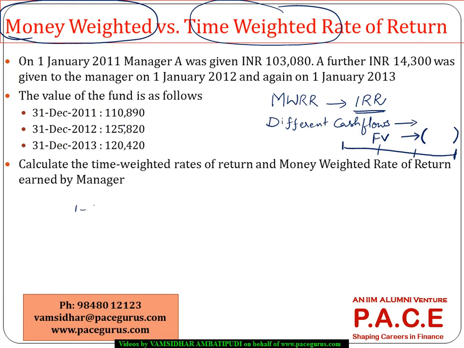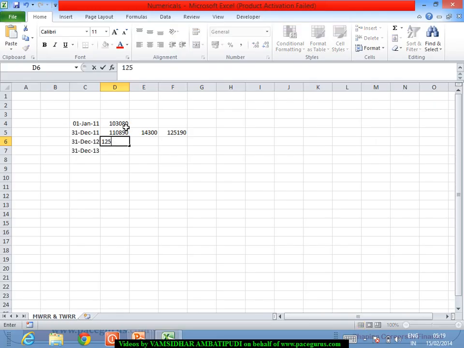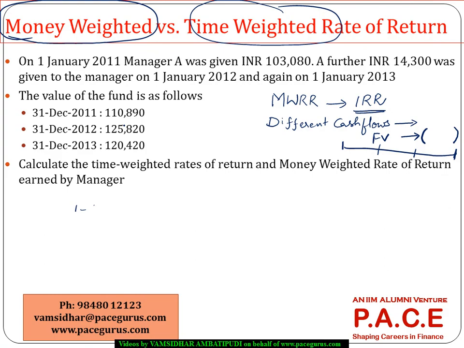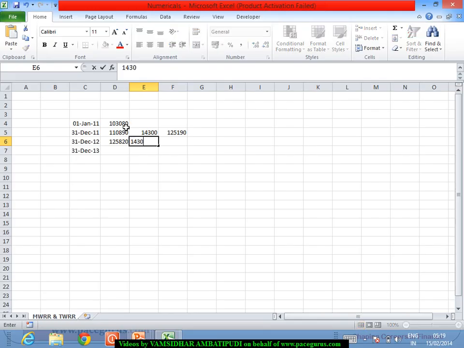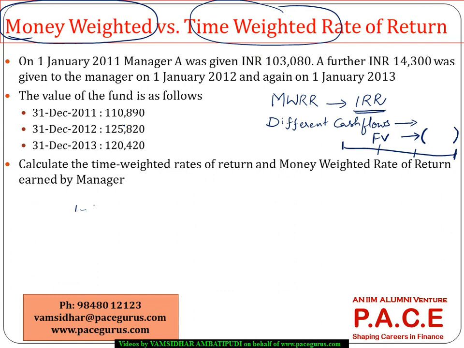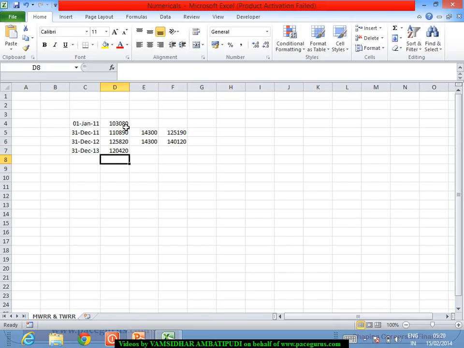But at the end of December 2012, he was able to generate only 125,820, and even at that point he is provided with another 14,300. So overall at that period the amount he is having was 140,120, but by the end of 31st December 2013 that money became 120,420. So these are the various numbers that are associated with our project.